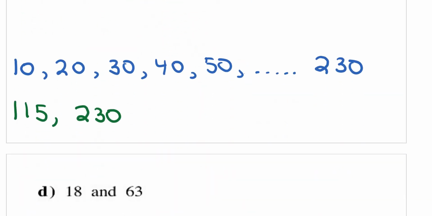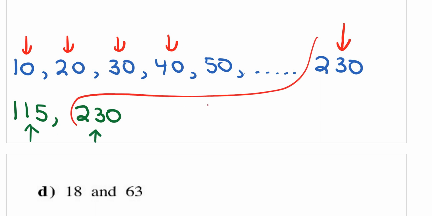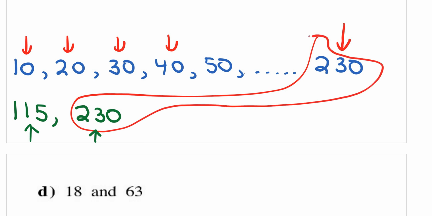And once again, I have a list down here. If I went ahead and create a list of the multiples of 10, 10, 20, 30, 40, eventually I would get to 230. And the multiples of 115 are 115 and 230. So there you go. There's my least common multiple there, 230. And once again, you can find the least common multiple by writing out all the multiples and finding the common number in the list.